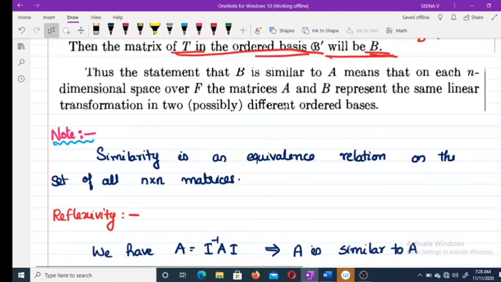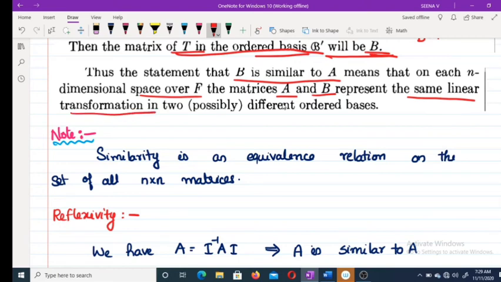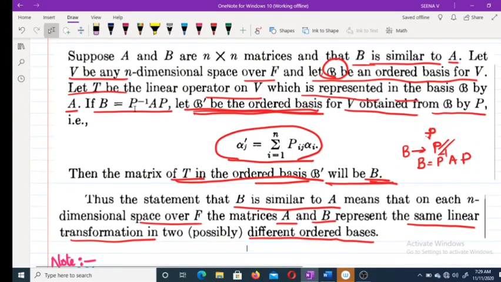Thus, the statement B is similar to A means that for each n-dimensional space over F, the matrices A and B represent the same linear transformation in two different ordered bases. In the first one, the matrix of T relative to B is A. In the second one, the matrix of T relative to B' is B.